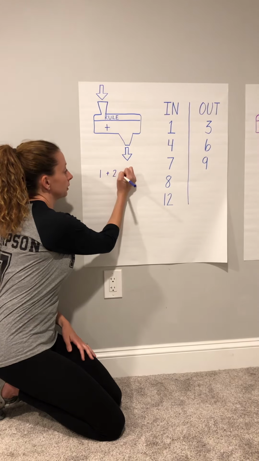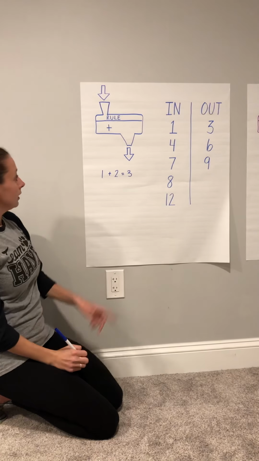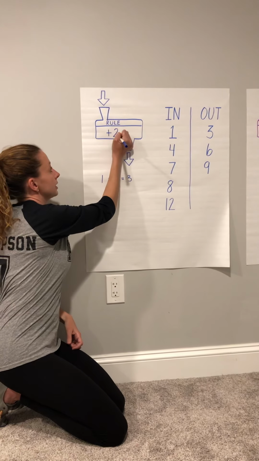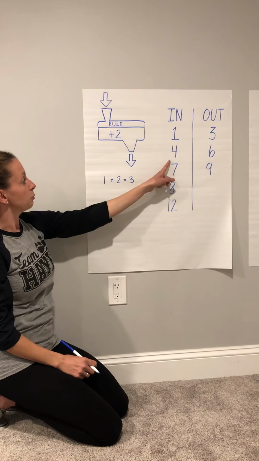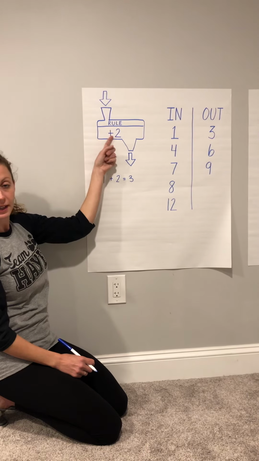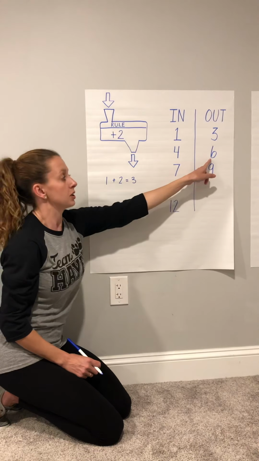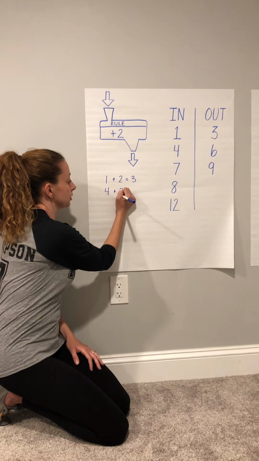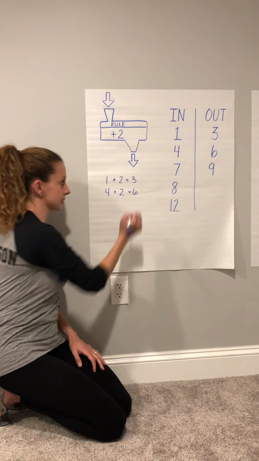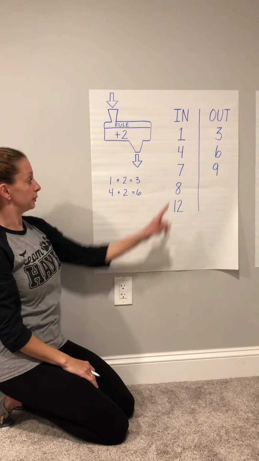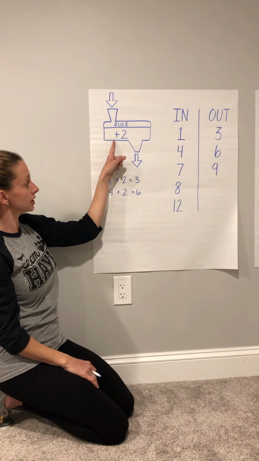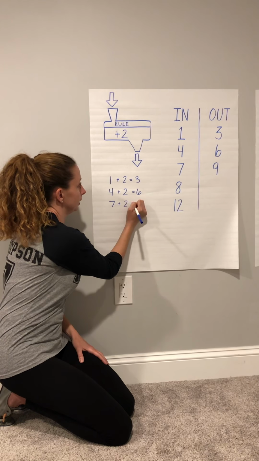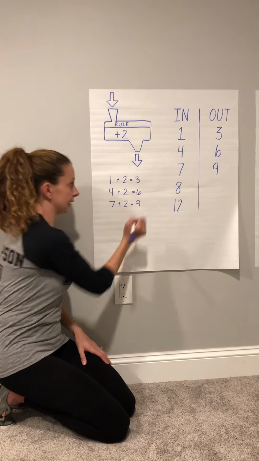I can check my work by writing an equation. Let's try the next example to make sure that our rule, adding 2, is correct. If I put 4 in my machine and I add 2, I should get 6. 4 plus 2 equals 6. Let's use our third example. If I put 7 in my machine and add 2, 7 plus 2 equals 9.